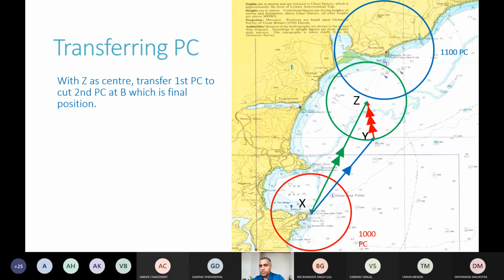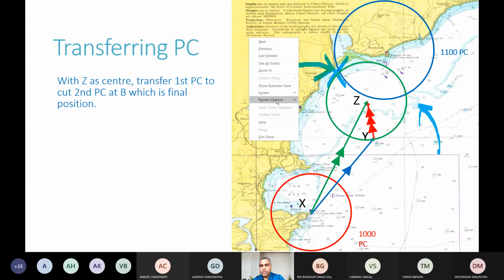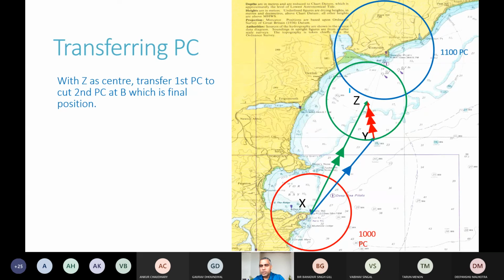There are only two positions which are fulfilling this criteria, this one and this one. Now, out of these two, one position is in dangerous waters. So this is not where the ship can be. Sometimes, let's assume both of them are in safe waters. Then what you can do is, this CMG vector, you apply in reverse. If you apply the CMG here, the entire track is in safe waters.